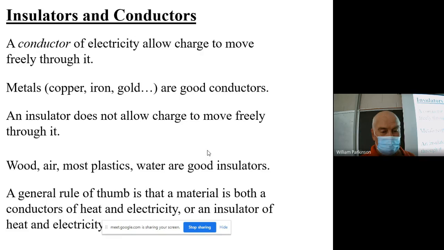So a general rule of thumb is that if you're a good conductor of heat, you're a good conductor of electricity. If you're a good insulator towards heat, you're a good insulator towards electricity. Now, does this apply in every case? Not really, but in most cases. Water is a good insulator towards heat. Water is a good insulator towards electricity.